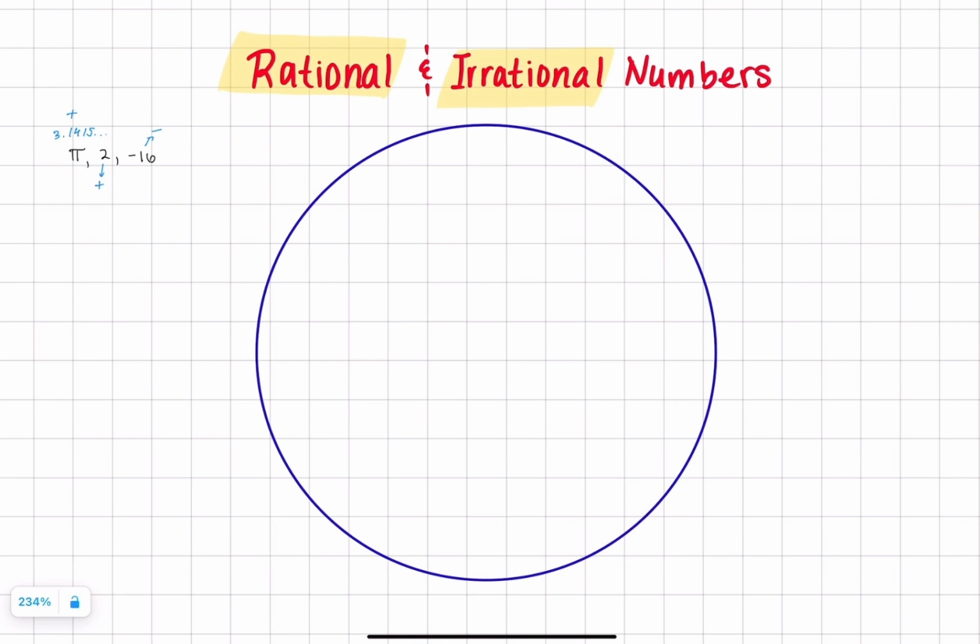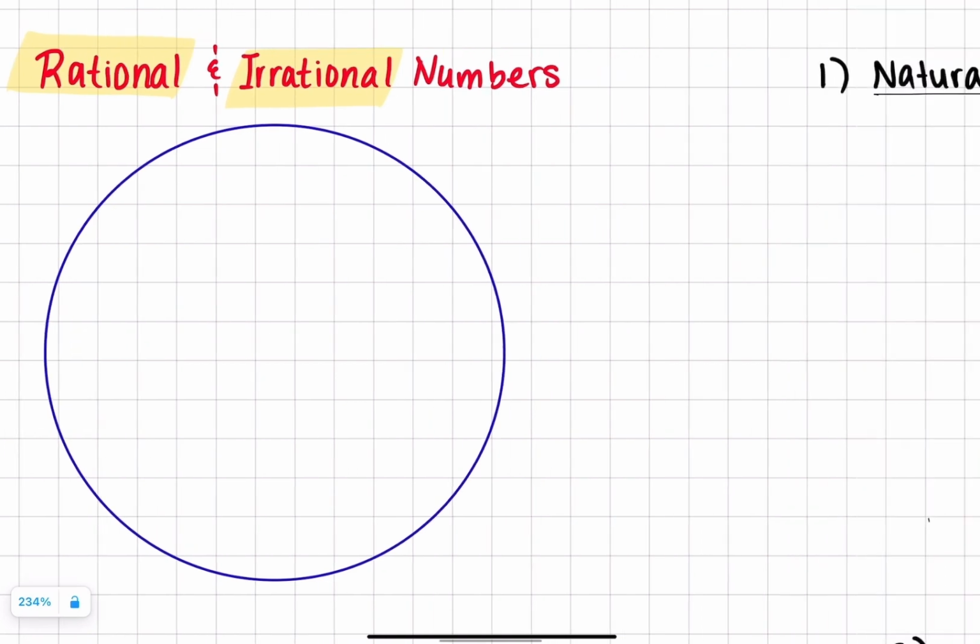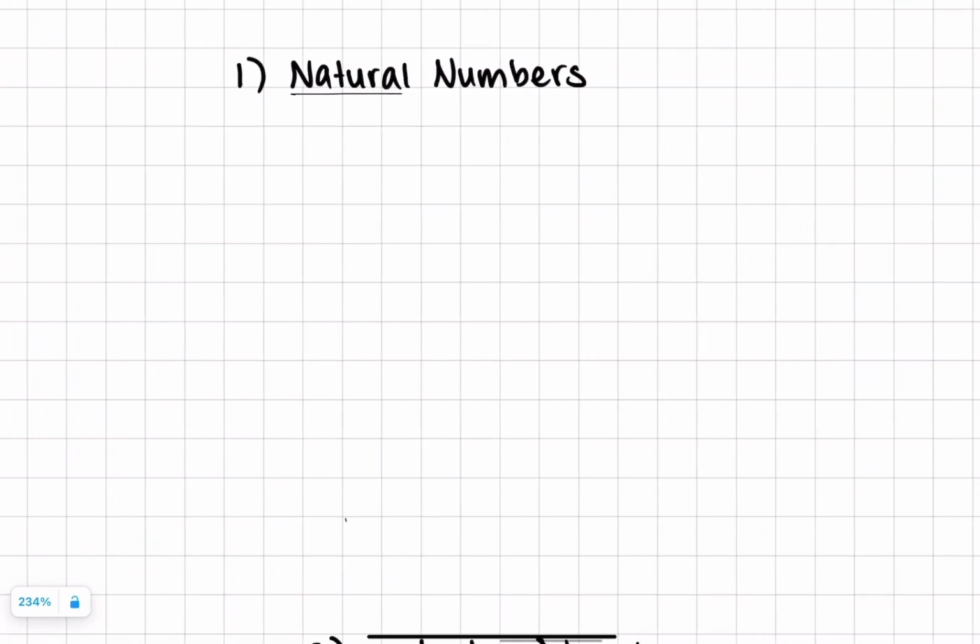Let's learn how to classify them by starting with the first type of number category, natural numbers. So natural numbers do not have decimals. So it cannot be a number like pi, it cannot be a number like 2.5. These numbers are positive, so numbers above 0, and these numbers start at 1.